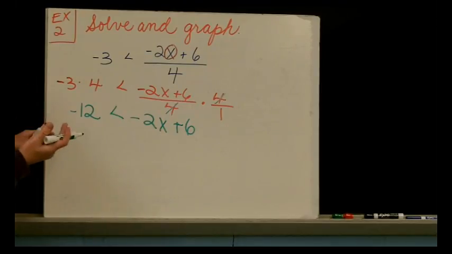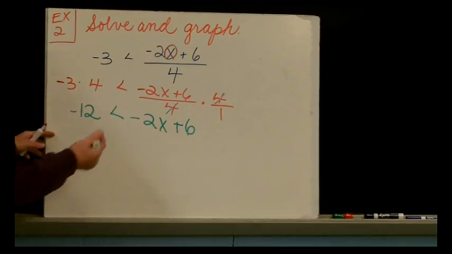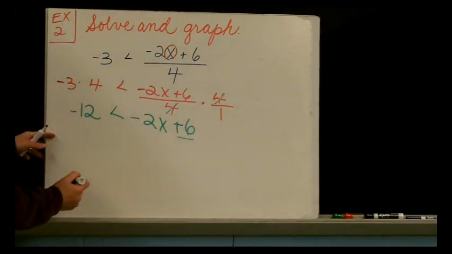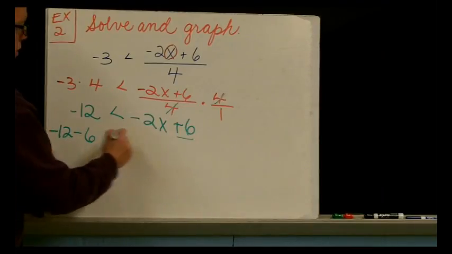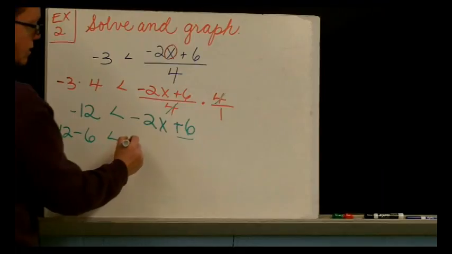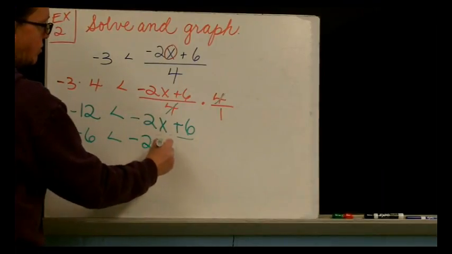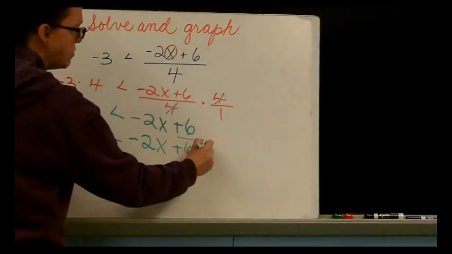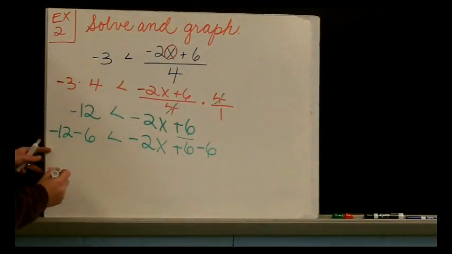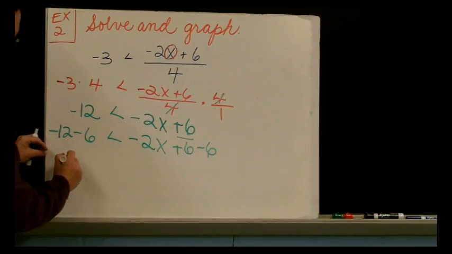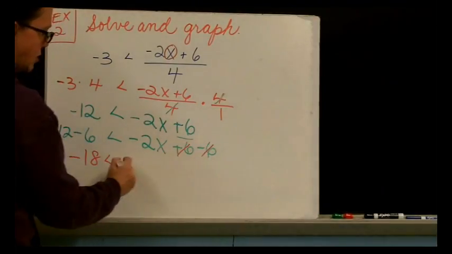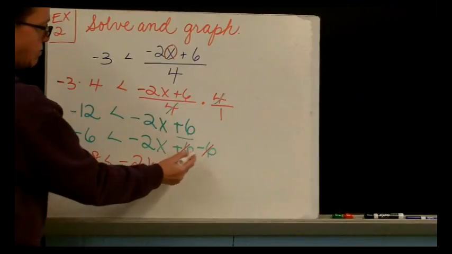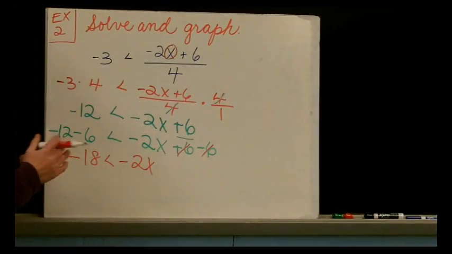Now that we've gotten rid of one of the numbers, we'll get rid of the constant. Our constant is a positive 6, which means we'll need to put a -6 on both sides of the inequality. So we have -12 minus 6 is less than a -2x. There's our positive 6, and here's our -6. We're combining a -12 and a -6, and that gives us a -18 is less than. We're left with just a -2x because the positive 6 and the -6 together make a 0.